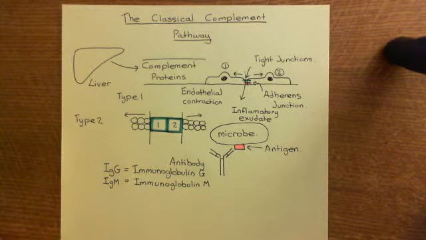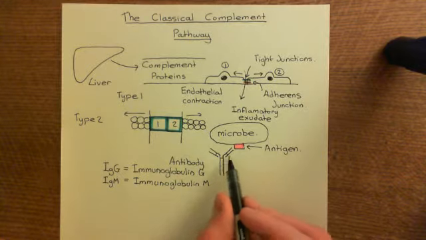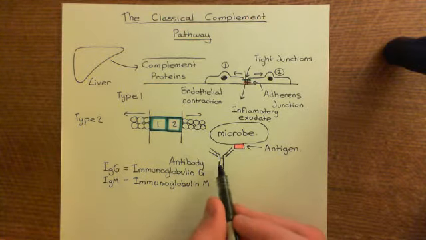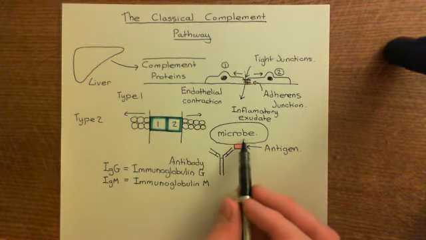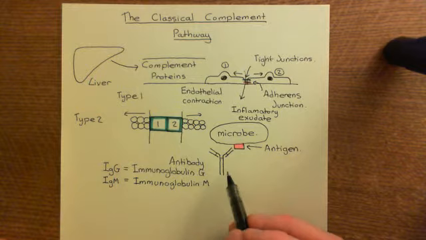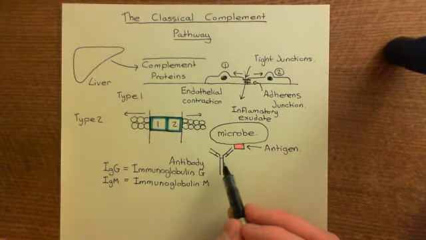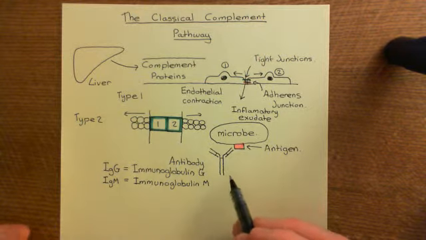Okay, so welcome to this next video in which we are discussing the classical complement pathway. We have discussed that the classical complement pathway is going to be activated by the fixed region of an antibody, which is either IgG or IgM. So an antibody has bound to an antigen on the surface of our microbe, and now the first complement protein is going to come and bind to the fixed region of this antibody here.